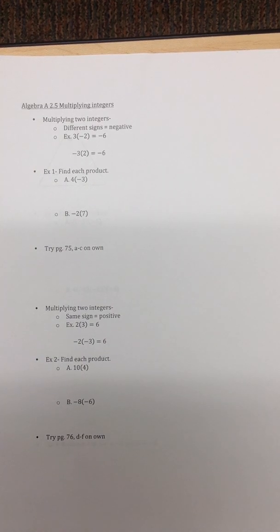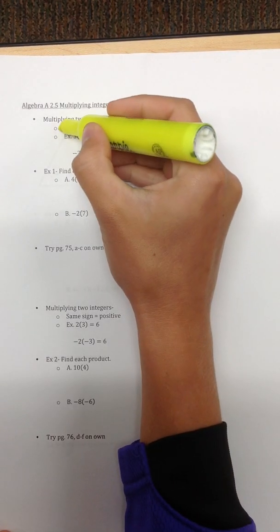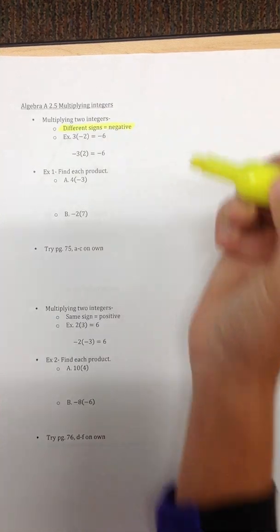So this section is 2.5, multiplying integers. So the first thing we have here is multiplying two integers when they have different signs. Okay, so if we take two integers and multiply them and they have different signs, our answer is always going to be a negative answer.